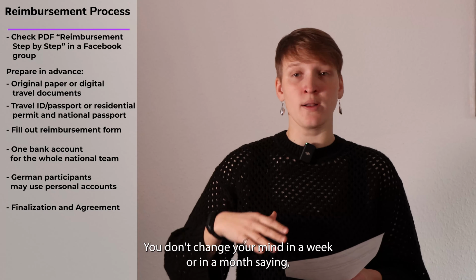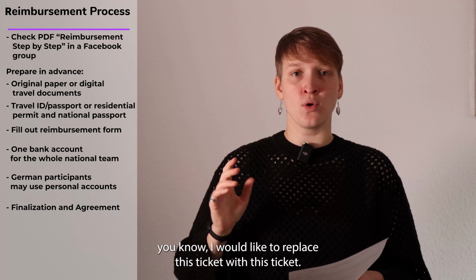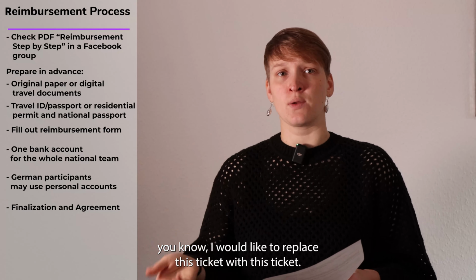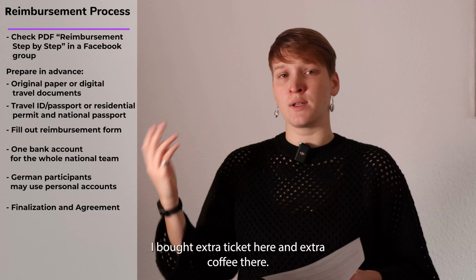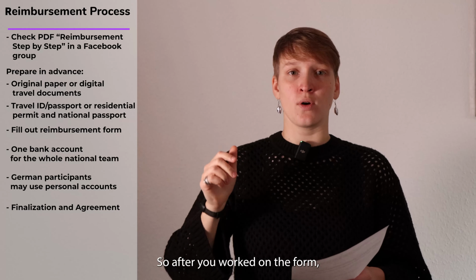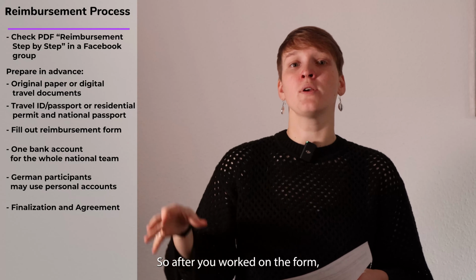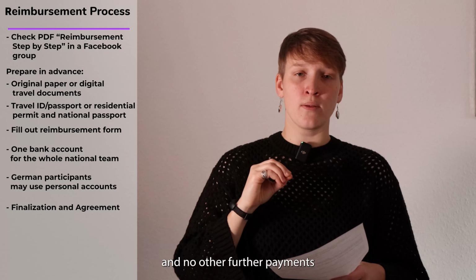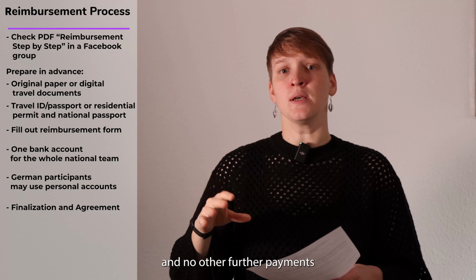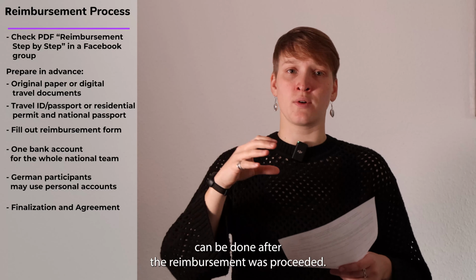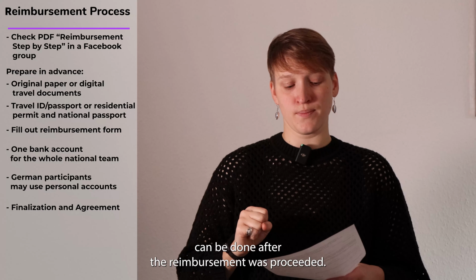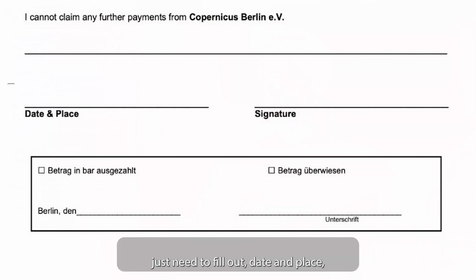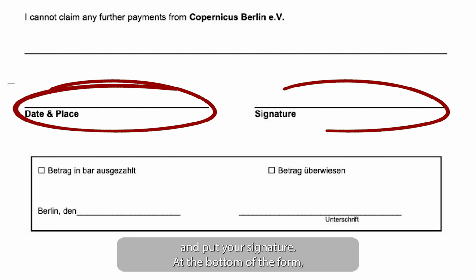You don't change your mind in a week or in a month saying, I would like to replace this ticket with this ticket. I bought an extra ticket here and an extra coffee there. So after you worked on the form and agreed on the amount, this is your final amount. And no other further payments can be made after the reimbursement was processed. After which you just need to fill out the date and place and put your signature.